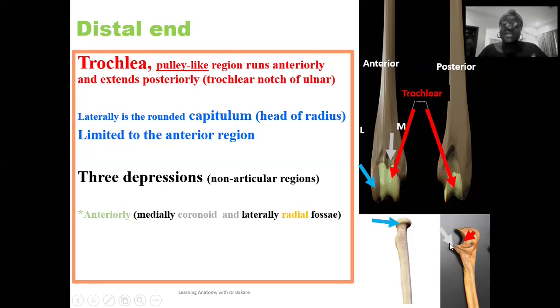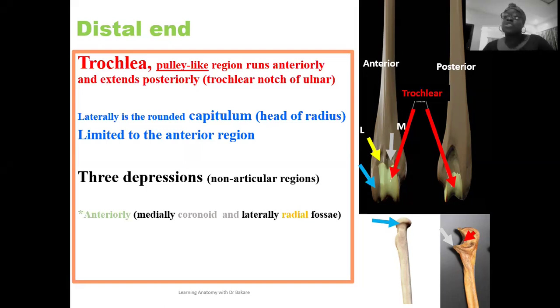It is this coronoid process that extends into the coronoid fossa when the arm is fully flexed. So at full flexion, this coronoid process is seen to extend into this fossa so as to give easy flexion around this region. Then if you go on the lateral side, you have the radial fossa. This radial fossa receives the head of the radius at full flexion. So when there is full flexion at the elbow joint here, the radius is seen to intrude into the radial fossa. So you see that these spaces are created already for structures to intrude into them when full flexion occurs.